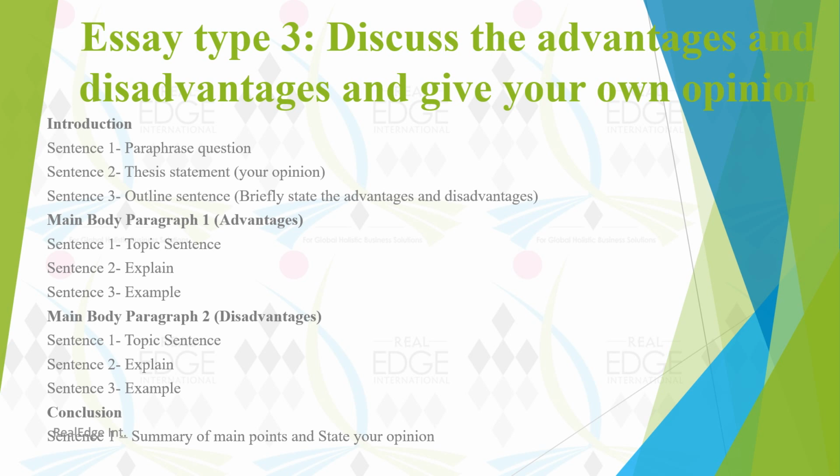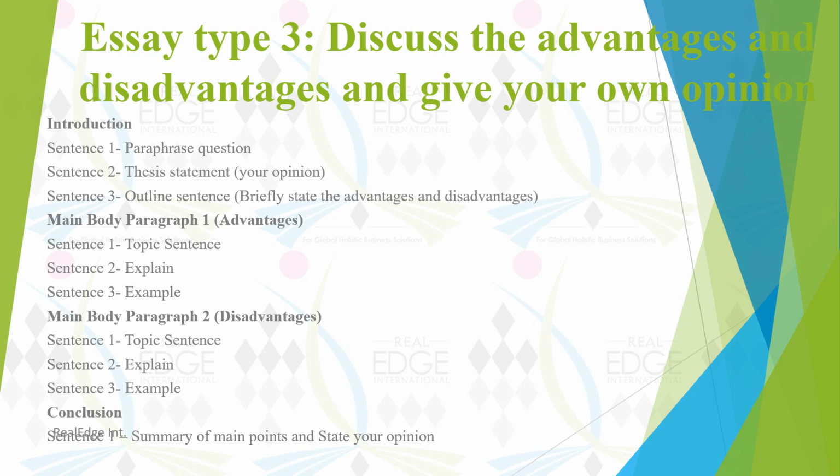Main body paragraph 2, you explain the disadvantages. Sentence number 1 is a topic sentence where you state your disadvantage, and sentence number 2, you explain why this is a disadvantage, and sentence number 3, you state a relevant example.